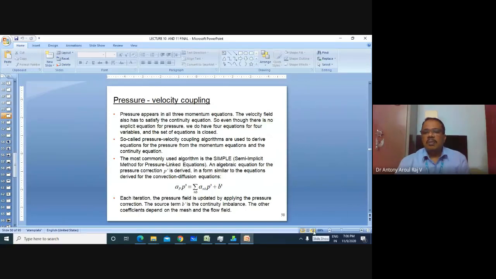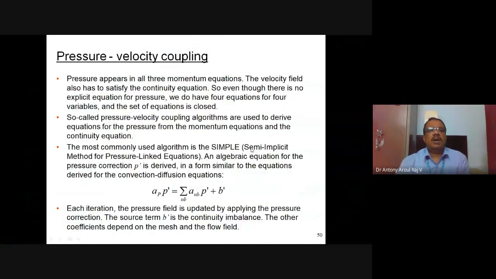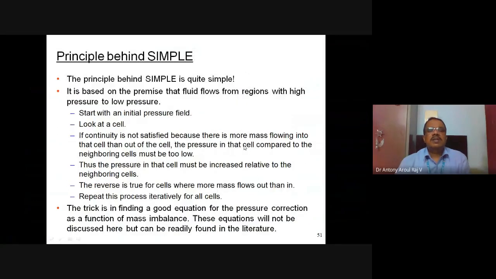Okay, so already I told you what is happening in the SIMPLE algorithm. You are taking a cell. In that cell, if the flow is higher, then we are reducing the pressure. Similarly, in the cell, if the flow is less, then we are increasing the pressure.